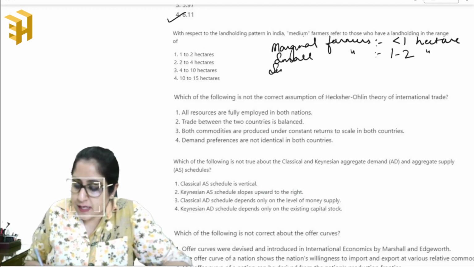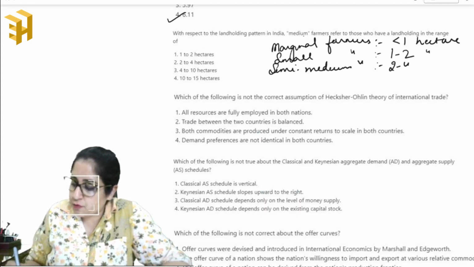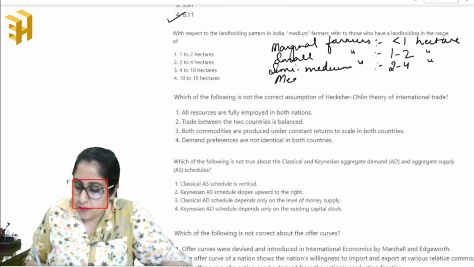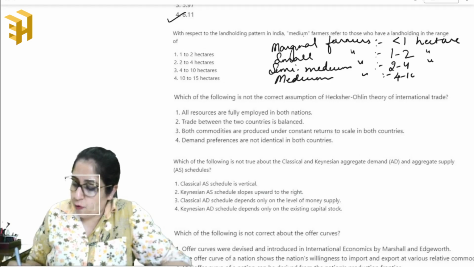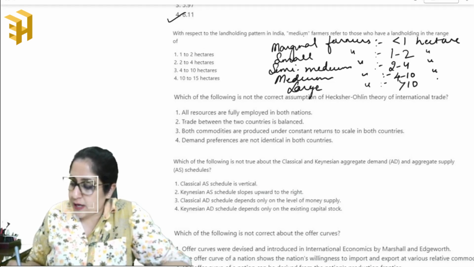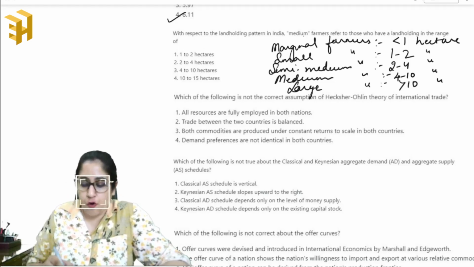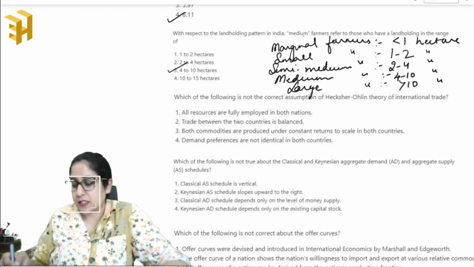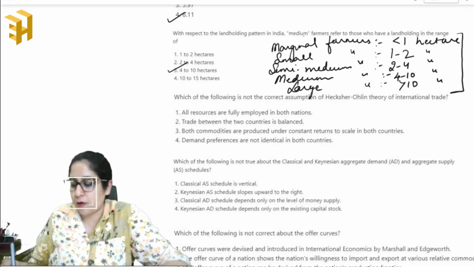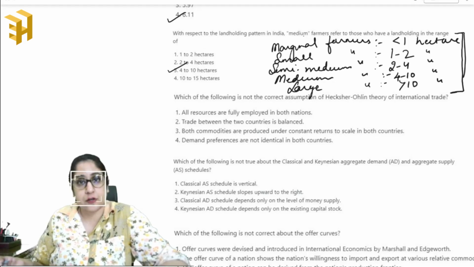Okay. Semi-medium farmers are those who have a landholding from 2 to 4 hectares. Medium farmers are those who have 4 to 10 hectares of land, and large farmers are those who have more than 10 hectares of land. So 3 should be the right answer. So you should be very well versed with these definitions actually.